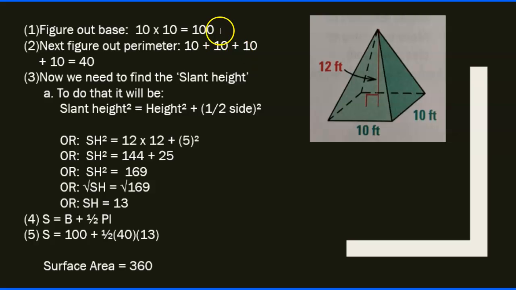So my base was 100. I found that earlier. And then 1/2 of my perimeter is going to be 40. The perimeter's 40, and then times 13. So when I do all the multiplication, it will be 1/2 times 40, which is 20, times 13. And then you add the 100 and you come up with 360. So I've taken you step by step on this. So use this slide if you need help doing your homework later.